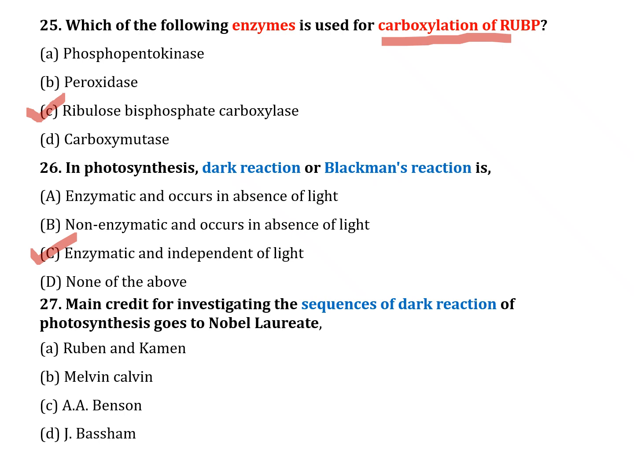The next question, number 27. Main credit for investigating the sequence of dark reaction of photosynthesis goes to Nobel laureate. Option A, Rubin and Kamen. Option B, Melvin Calvin. Option C, A. Benson. Option D, J. Bassham. The correct answer is option B, Melvin Calvin.